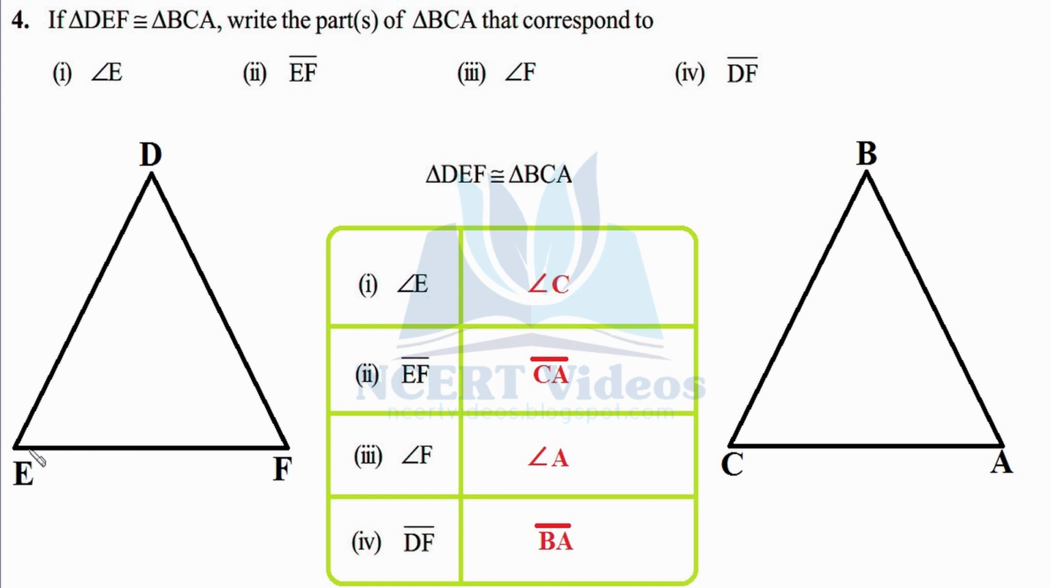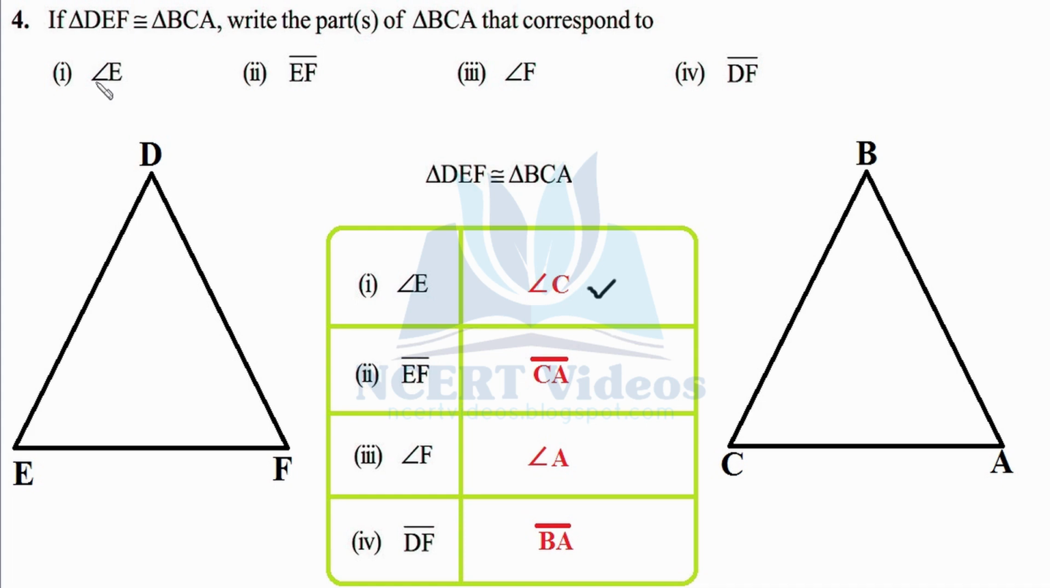So angle E. Since the correspondence relationship is this, you can also see directly from this. Even if you don't draw these figures, you can directly see from here. You just have to keep in mind the pattern. So D corresponds to B, but we are asked to find E. So E is with C. Similarly, you can also observe this in the figure as well. E is to C. Therefore, you write E corresponds with angle C.